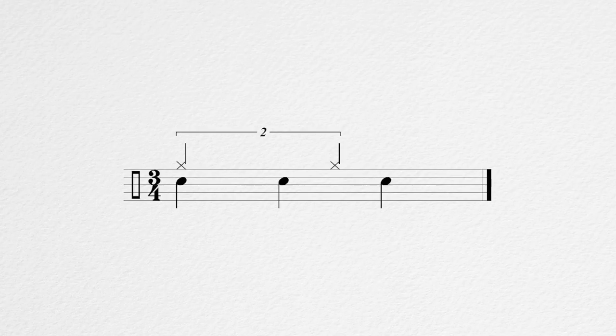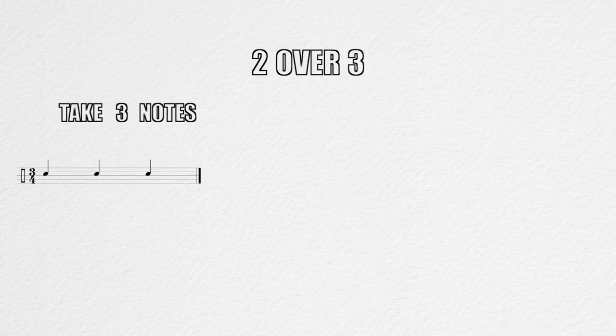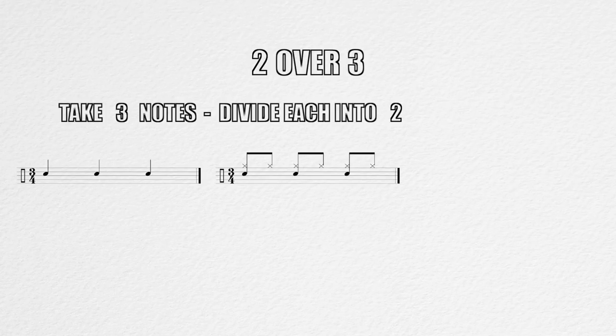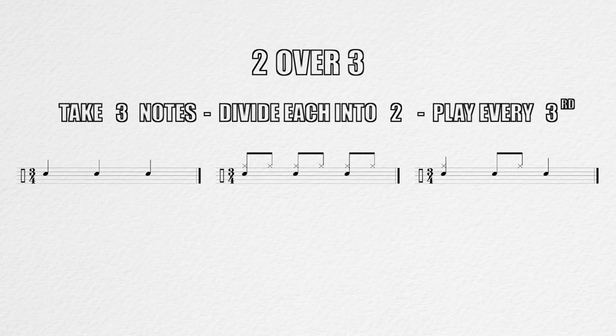And now, in order to change this to something we can actually make sense of, we use our formula. We take 3 notes, divide each one into 2, and play every 3rd one. Let's try this at the drum set. And again, try to hear that each hand plays evenly, just at different tempos.